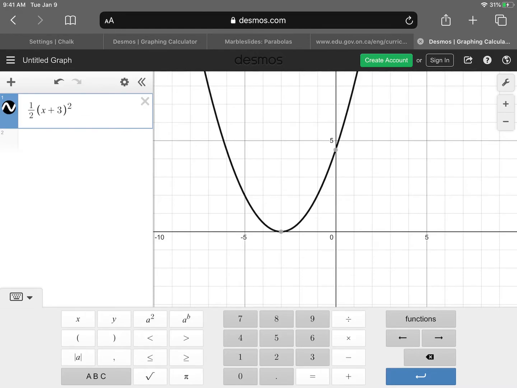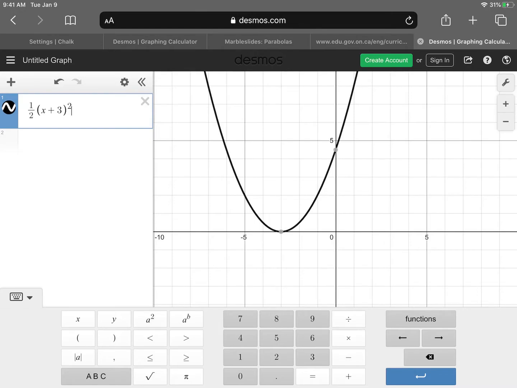How many roots do I have for that? One. Just one. Why do I only have one? It opens up from the x-axis, and there's one key piece here missing. There's not a coefficient. There's a, which, Aiden? Value.